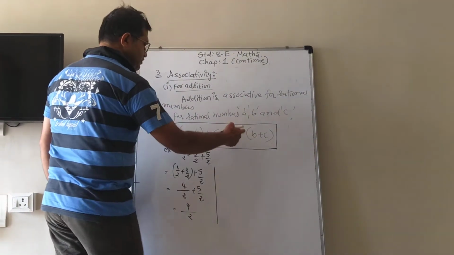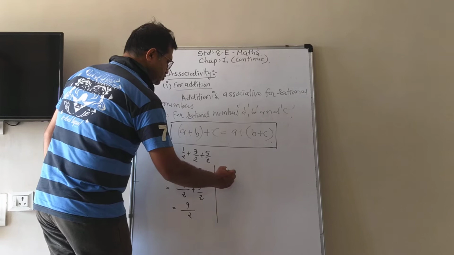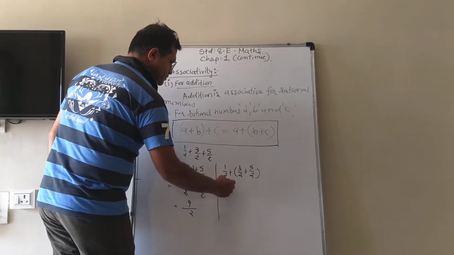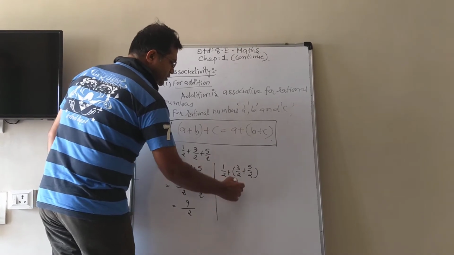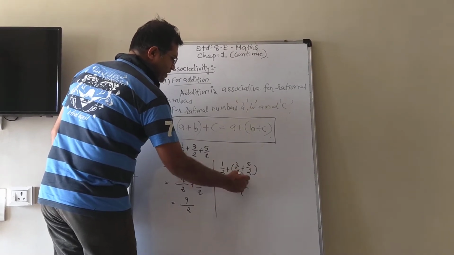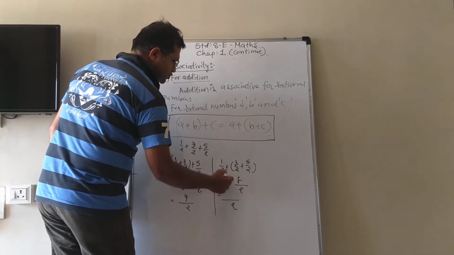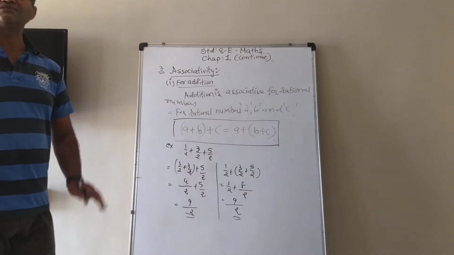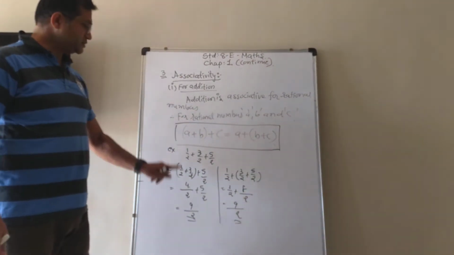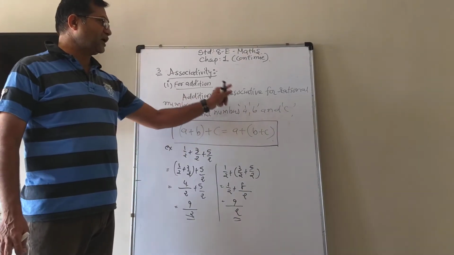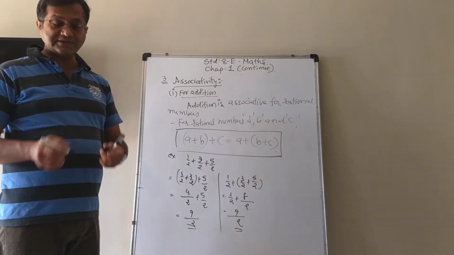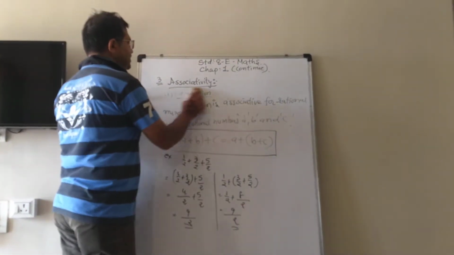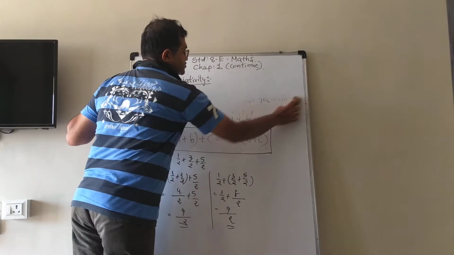Now this side we will do like this one. That 1 by 2 plus (3 by 2 plus 5 by 2). 1 by 2 will keep as it is. Here you will take LCM. 3 plus 5 is 8. And again you take LCM 2. 1 plus 8 is 9. You can see that both sides the answers are same. So it shows that addition is associative for rational numbers. Now we will check for the second operation, that is the subtraction.